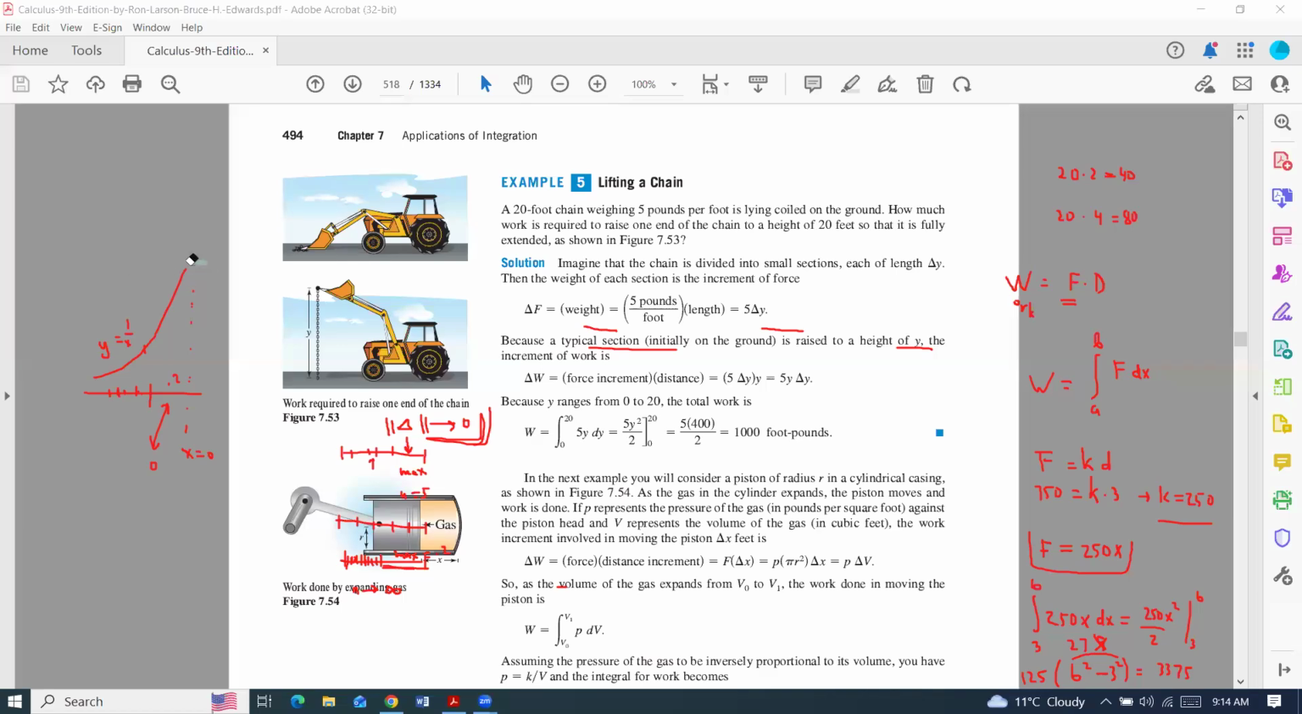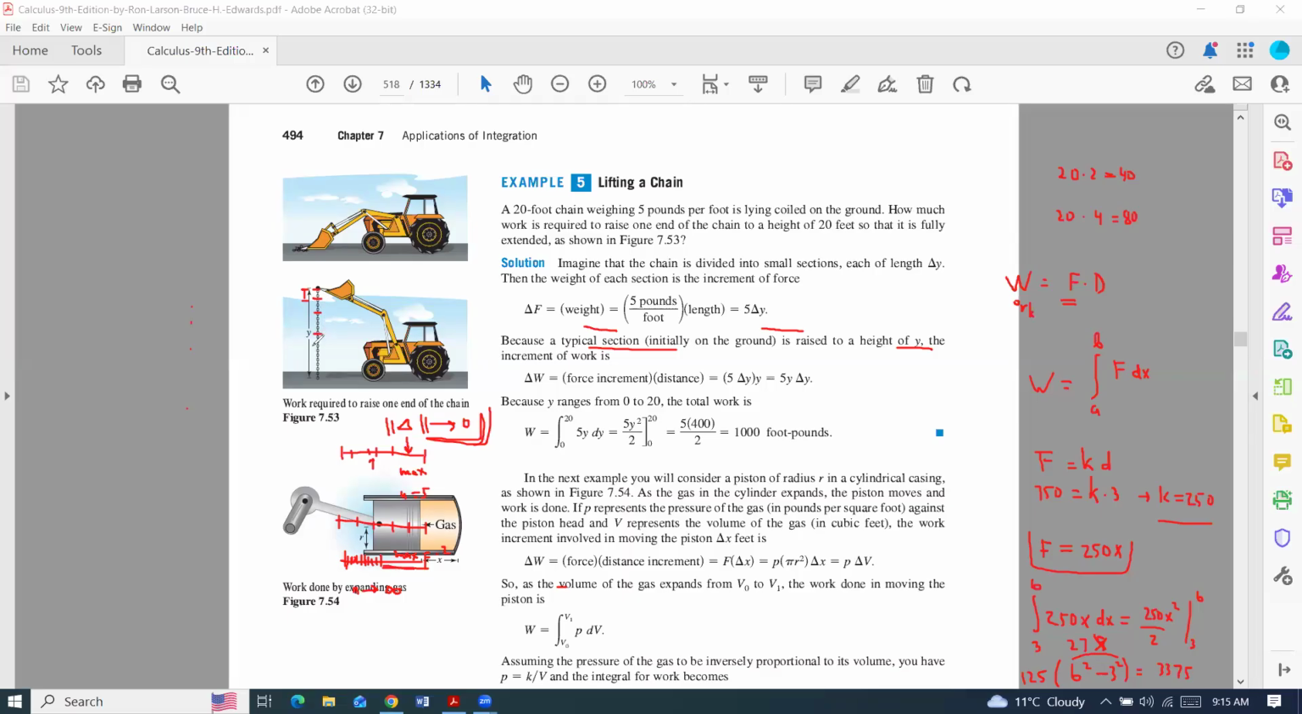So they say a 20-foot chain is weighing 5 pounds per foot, and they're trying to lift the whole thing. Please notice this lifting process will make you apply different types of force. For example, if you lift the first piece of this chain to that height, it will give you a little bit of work. But then the next piece, when it's added, your weight is doubled. And the next piece is doubled, but you're not lifting this piece higher.